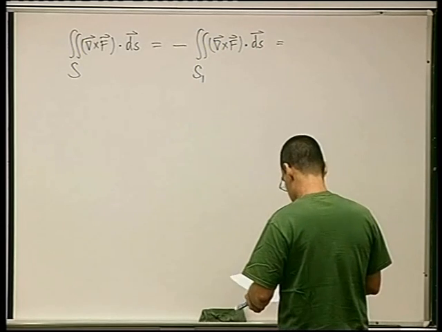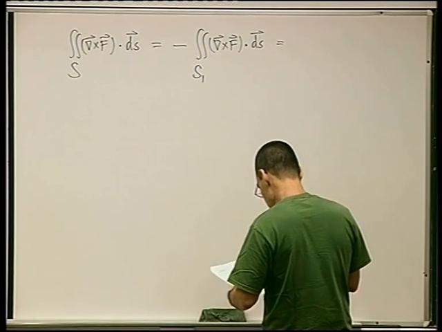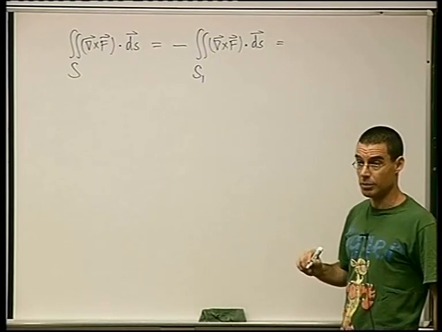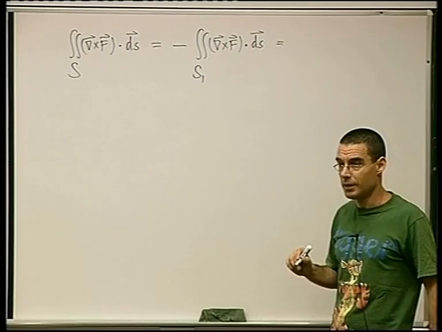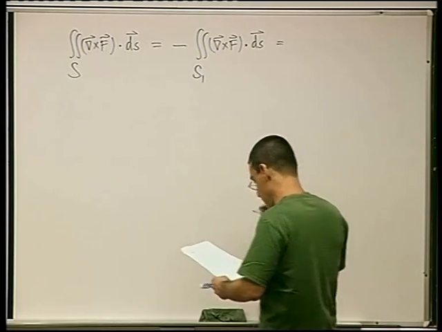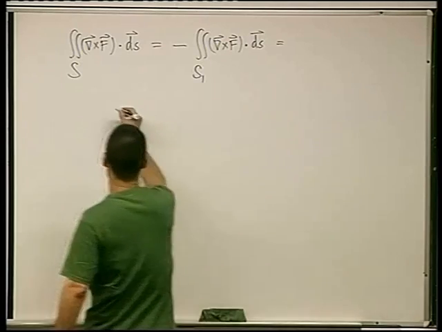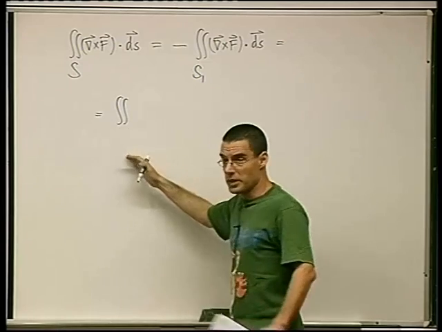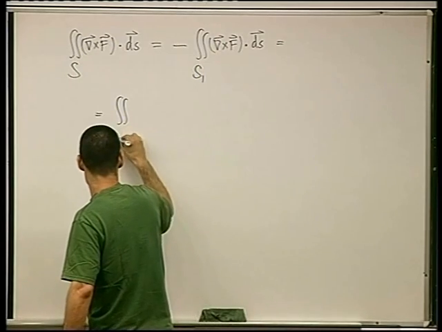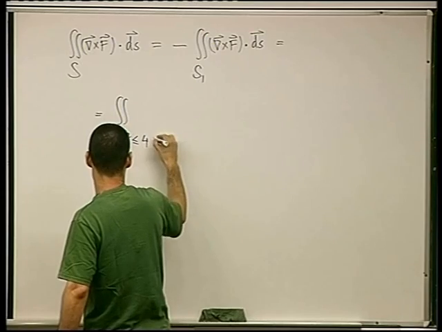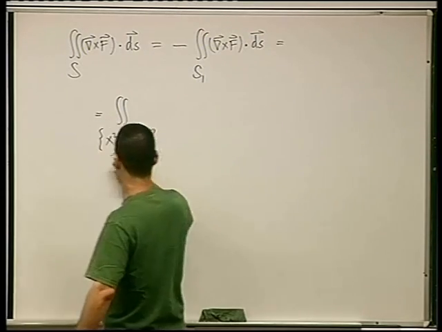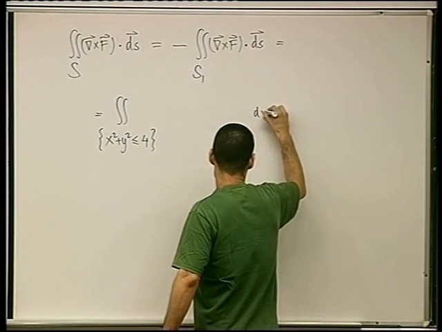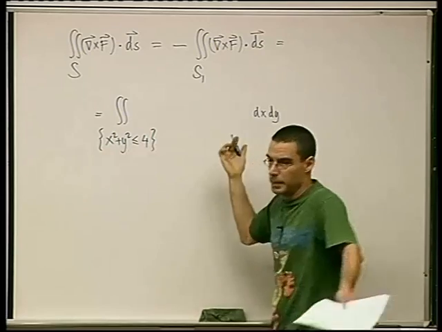So let's calculate this. What's the answer going to be, by the way? Minus 4 pi, if we're doing it correctly. It should be the same thing, right? Okay, so let's see what we get. So this equals the integral over the domain. S1 is just the disk, x squared plus y squared is less than or equal to 4. Do you agree that this is S1? And dx dy, I'm parametrizing S1 just by x and y.